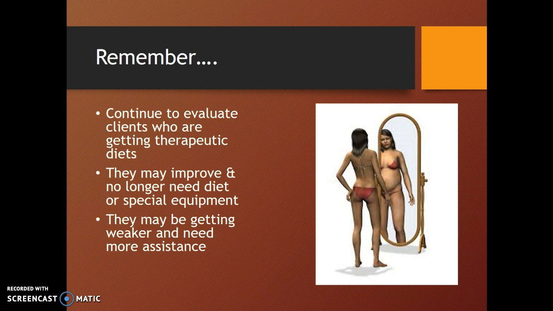When you have people who are having problems with eating, keep evaluating them. Maybe they don't need those adaptive devices anymore. Maybe now they do need a different adaptive device. Maybe they were on a mechanical soft diet before and now they've gotten better and they can eat normally. Maybe they've gotten worse and they were on a mechanical soft and now they need to go to a puree diet. So continue to evaluate and assess your patients for their diets and their nutritional needs.